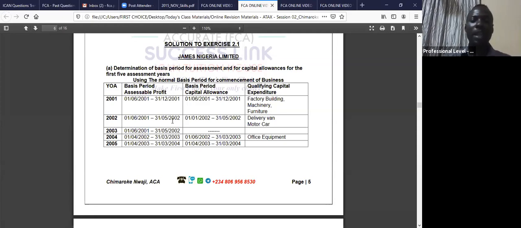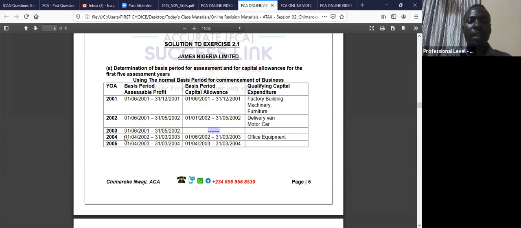Okay, now let's go to the third year. If you can remember, this year was a direct repetition of this one. So everything here is an overlap of 2002. Since everything is an overlap and capital allowance does not agree with overlap, we put a dash. It means there is nothing here. We cannot charge capital allowance here. Now we go to the fourth year.